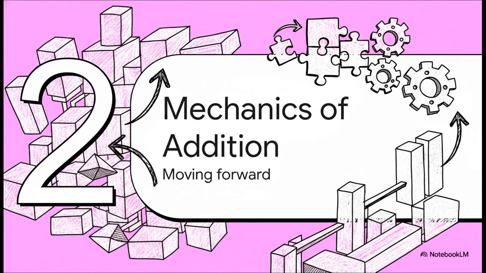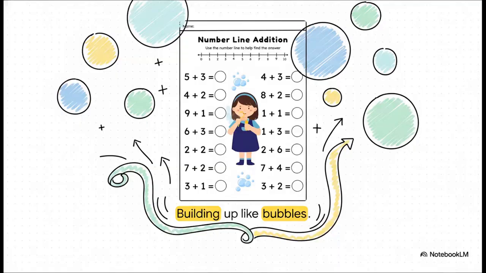Section 2. The mechanics of addition. Moving forward, let's see how this builds. Notice the central illustration right there on our addition source. We see a young girl blowing bubbles. Now, this isn't just cute clip art slapped on for decoration. It's actually a very deliberate spatial metaphor.